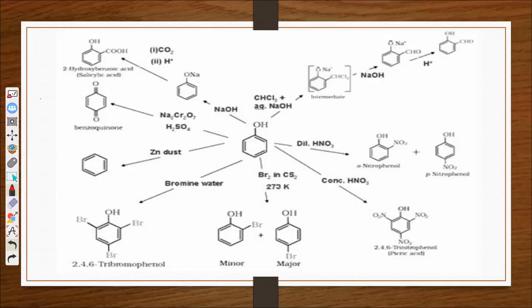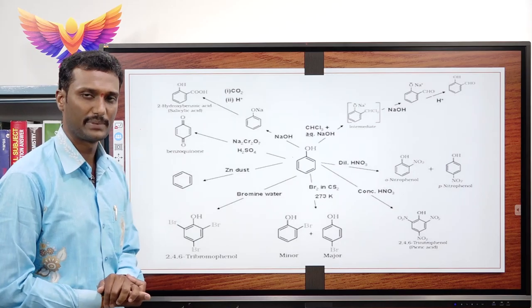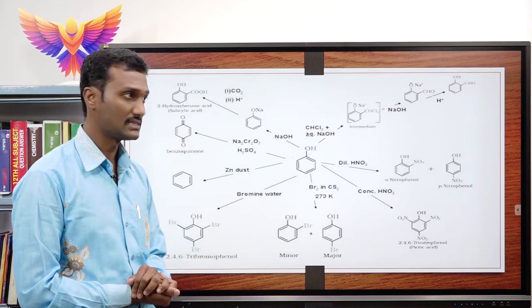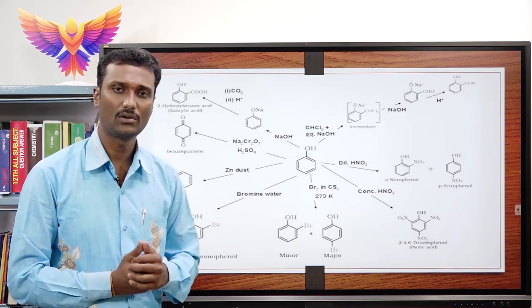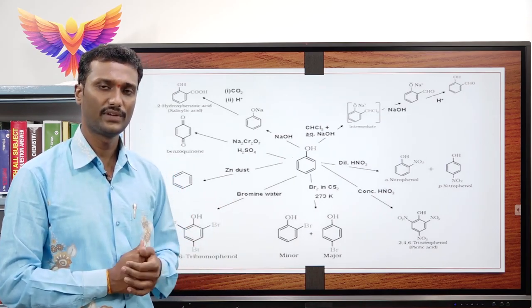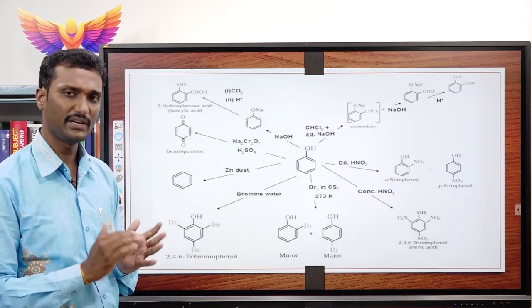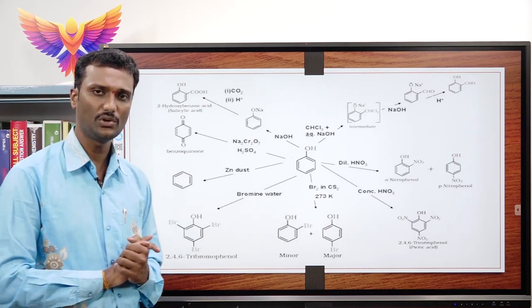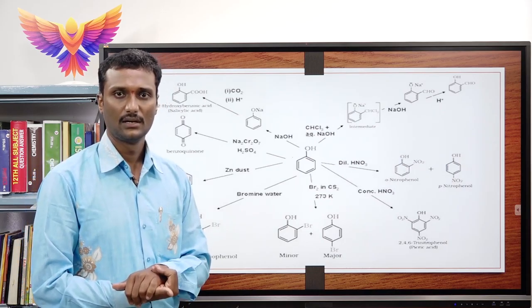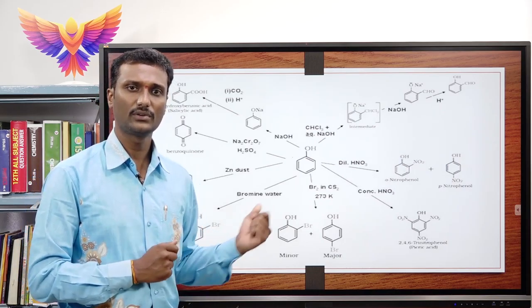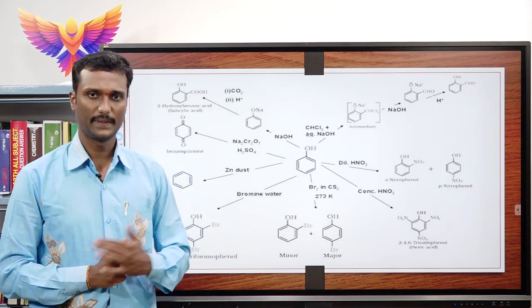Here is one slide where I tried to show all the reactions we learned, how phenol reacts with the different reagents. We will brush up a few reactions in this slide, like a mind map, where you'll get a lot of idea of what reagents we are using and what products we are getting. That is a very important thing in organic chemistry. You should know what the products, reactants, and conditions are. If you know these things, definitely you can succeed very easily in organic chemistry.